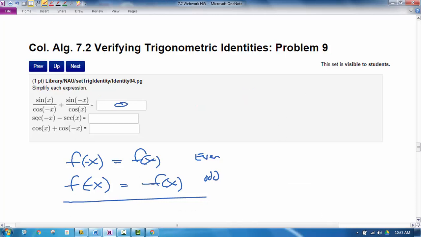So the next one then, secant's 1 over cosine, so it's going to be even, just like cosine. So that negative is going to go away. I'm going to have secant of x minus secant of x, which is just 0 again. And then the last one, cosine's even, so that negative goes away, and I have cosine of x plus cosine of x, which is just 2 cosine of x.